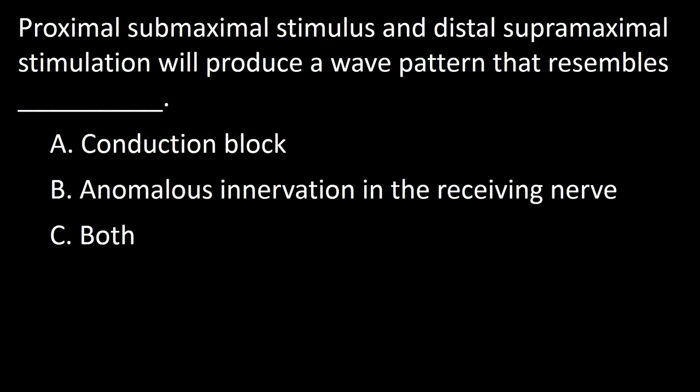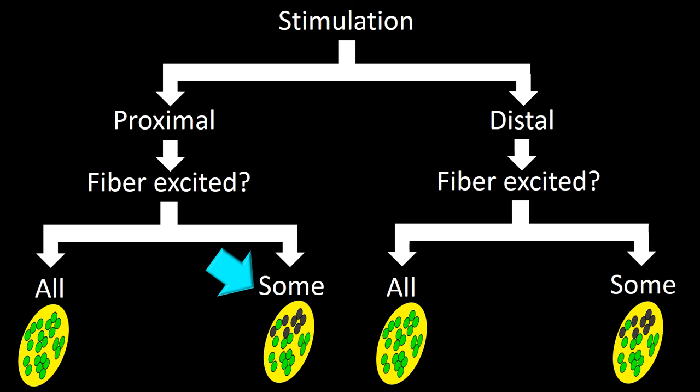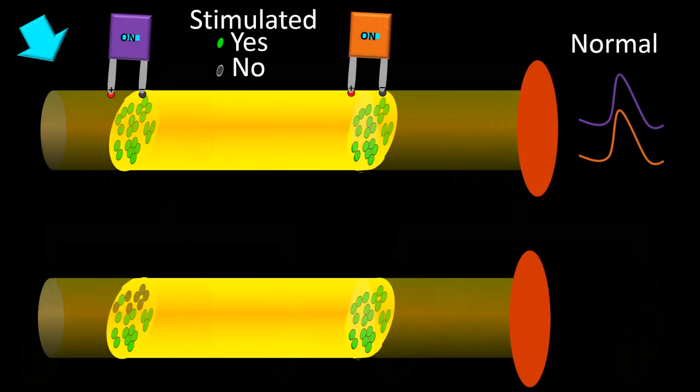Proximal submaximal stimulation and distal supramaximal stimulation will produce a wave pattern that resembles: A, conduction block; B, anomalous innervation in the receiving nerve; C, both. Submaximal proximal stimulation and distal supramaximal stimulation produces a very interesting pattern. In the upper half of this frame, I have represented a normal muscle and nerve receiving supramaximal stimulations distally and proximally and producing a similar compound action potential, that is a similar looking wave.